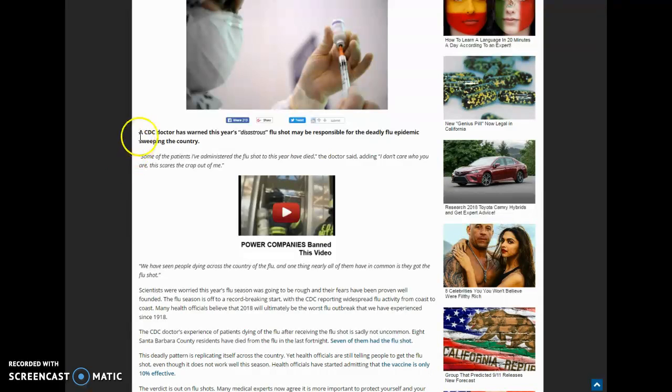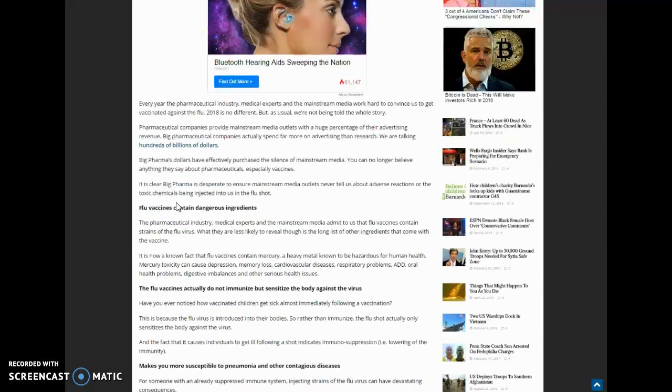The problem is that it's very general. A CDC doctor has warned. Doesn't give a name, doesn't give any kind of indication on how they got this information. That's not good. The other really bad thing is that when you scroll down and they get into how dangerous the flu vaccine really is, again, no outside links, no scientific evidence, no charts, no graphs, anything to really back up what they're saying. All they have is just some general statements about how bad it is. That is more opinion than fact.